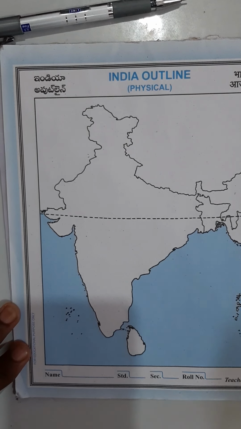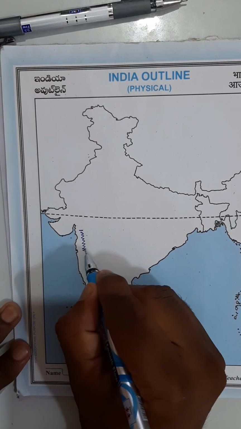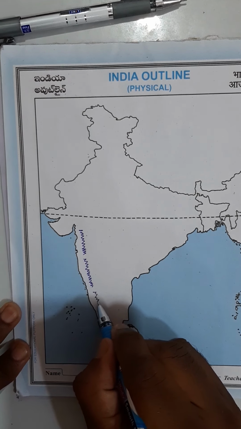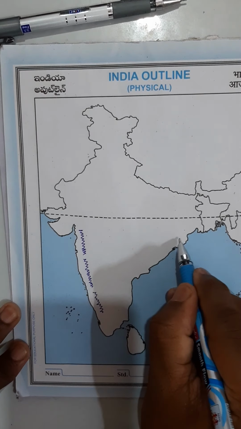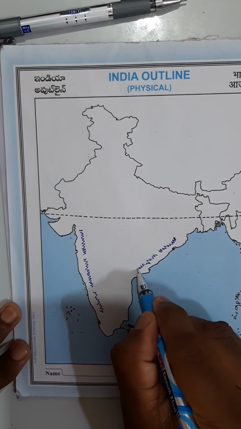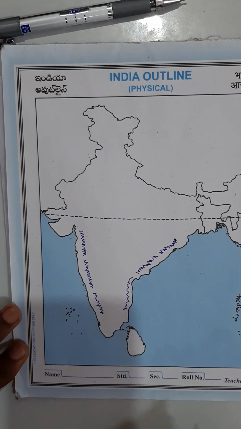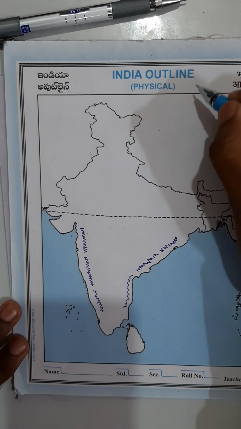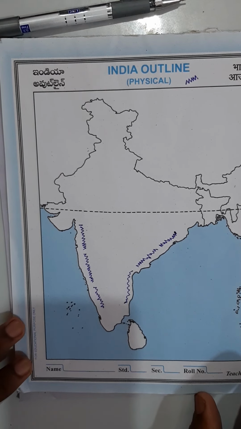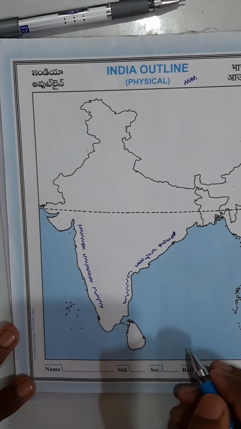First of all, we'll start map pointing with pointing the Western Ghats. I am pointing with the pens. You don't use pens, you use only pencils. So this line is totally called Western Ghats, and this you can call the Eastern Ghats. Always use this kind of symbol for locating hills or mountains. A triangle symbol you can use to locate these hills or mountains.